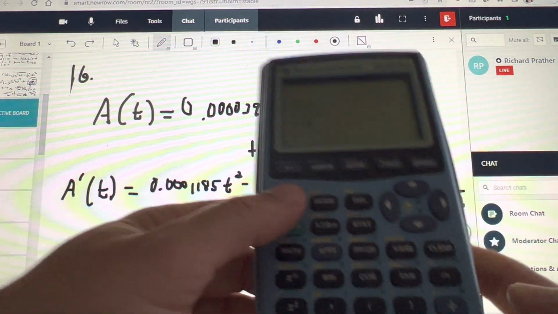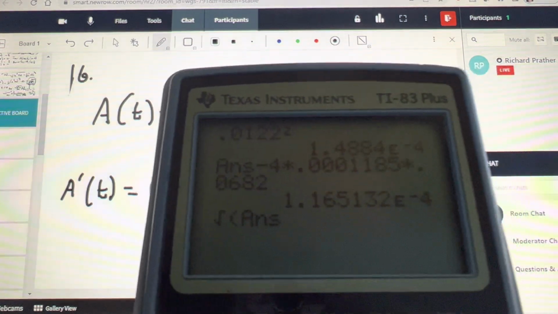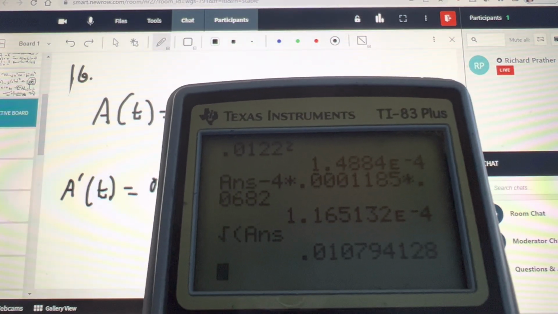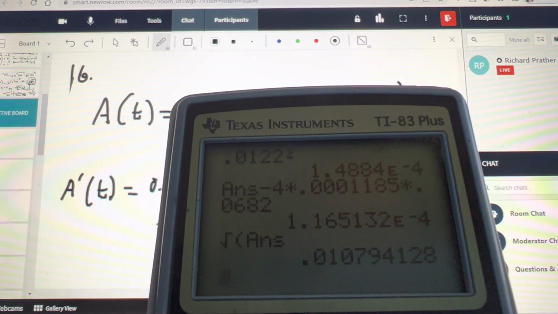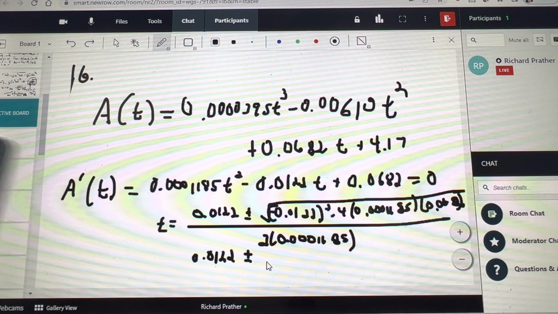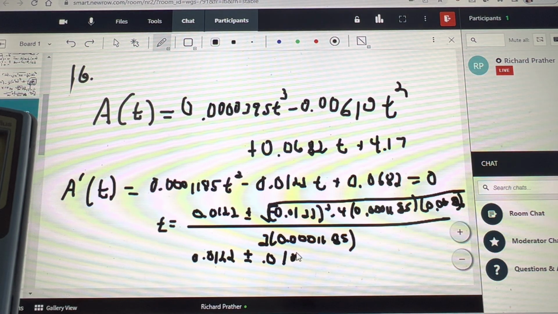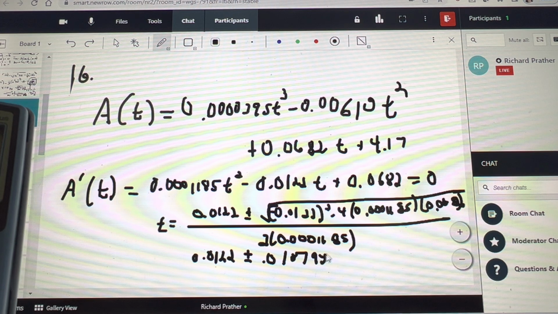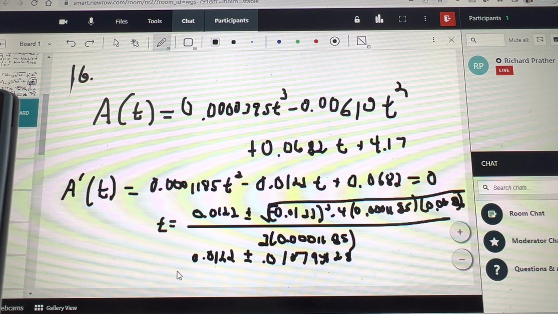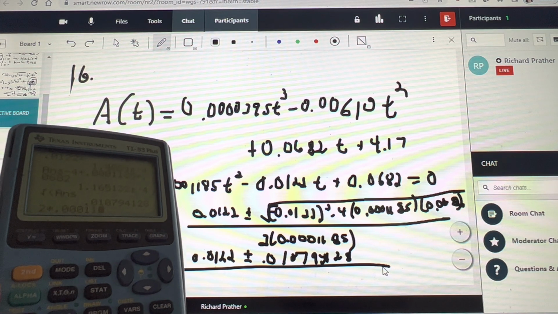But if I square root and then hit second and the negative key, that grabs the answer so I don't have to try to type it, which would be messy if you don't know what that means. But there, that's the radical part. So now I have 0.0122 plus or minus, and then this 0.10794128. And then the bottom is 2 times 0.0001185.